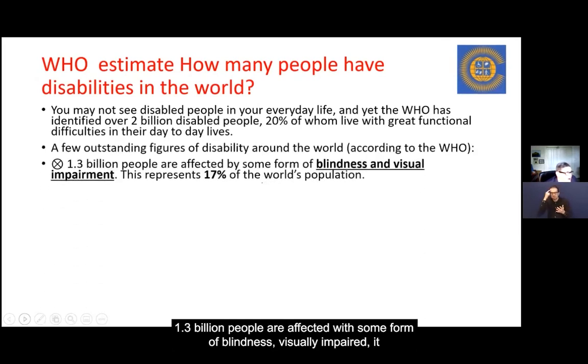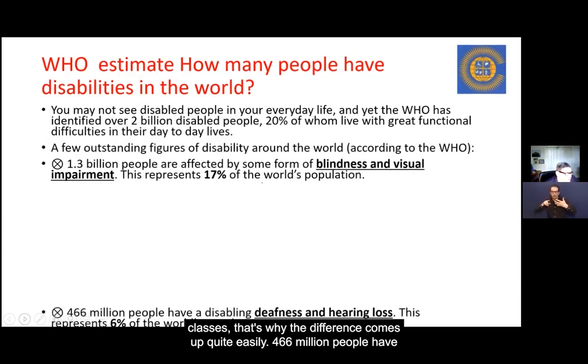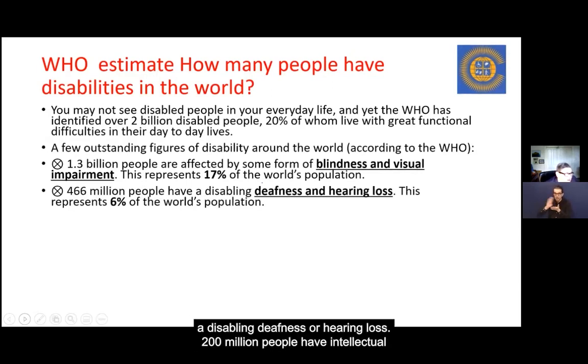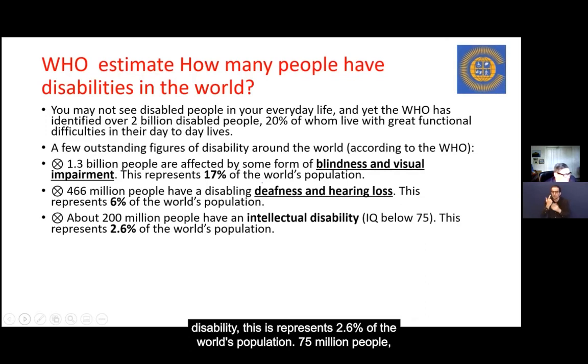1.3 billion people are affected with some form of blindness or visual impairment. This represents 17% of the world's population. Many countries don't count wearing glasses, and that's why the difference comes up quite easily. 466 million people have a disabling deafness or hearing loss. 200 million people have intellectual disability. This represents 2.6% of the world's population.